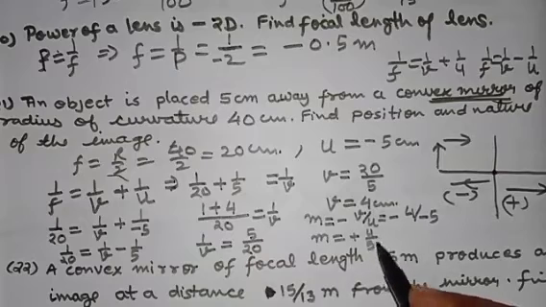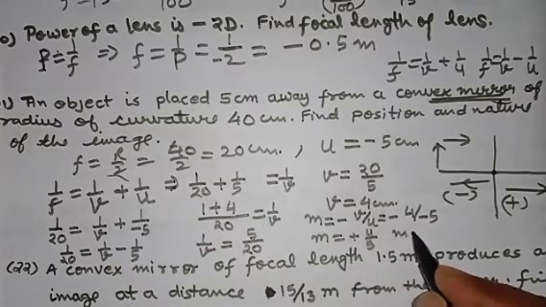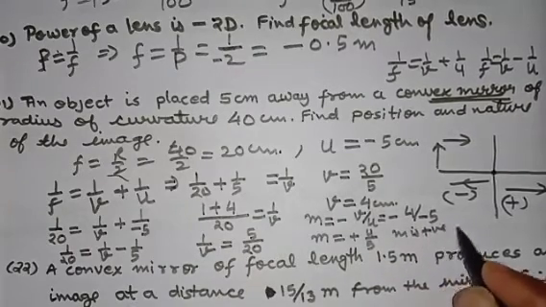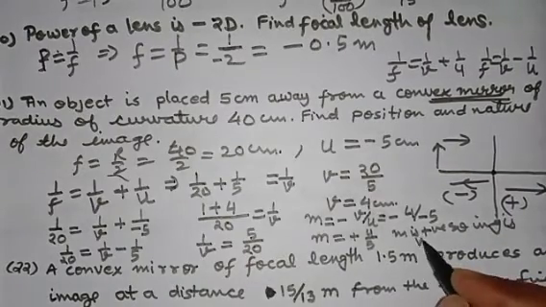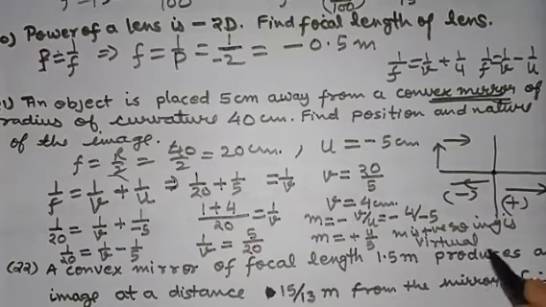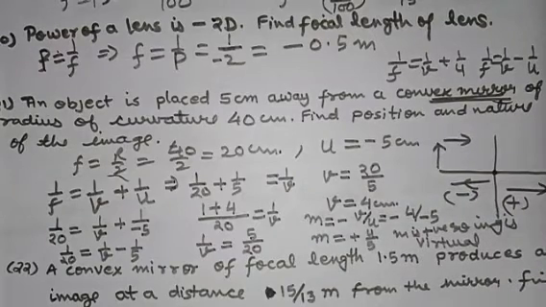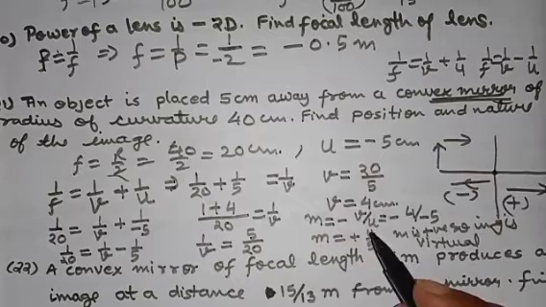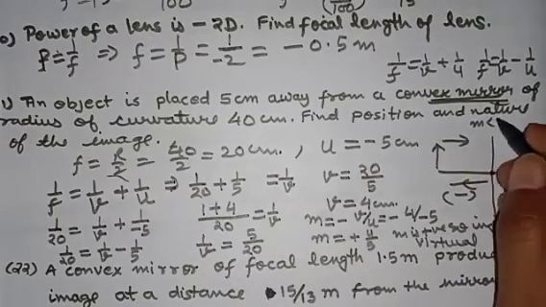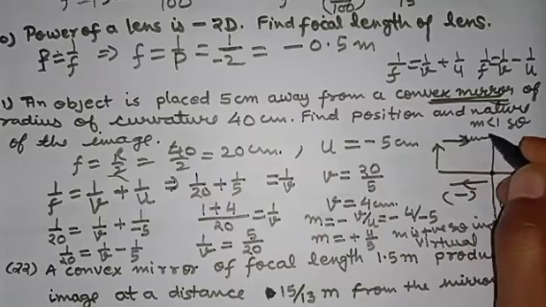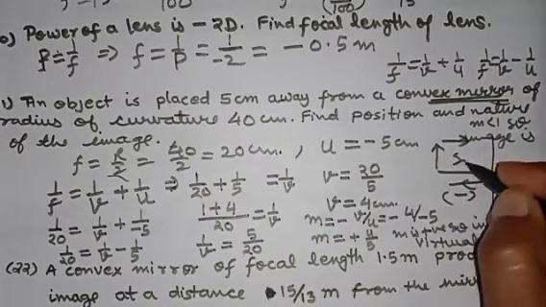First thing, it is less than 1. Second thing, it is positive. M is positive. So the image is virtual. Remember this: for a mirror, if the final m is positive, then it is a virtual image, and if it is negative, then it is a real image. And its value is less than 1. M is less than 1. Here I'm writing: so the image is smaller.